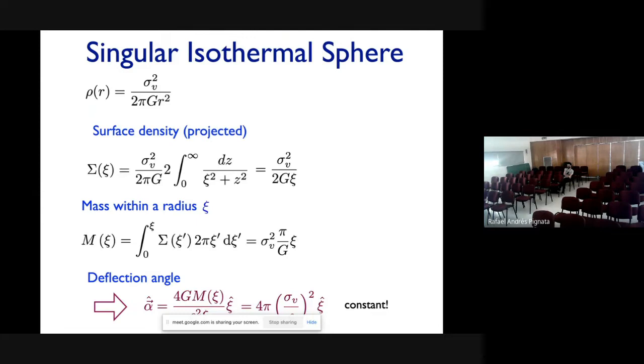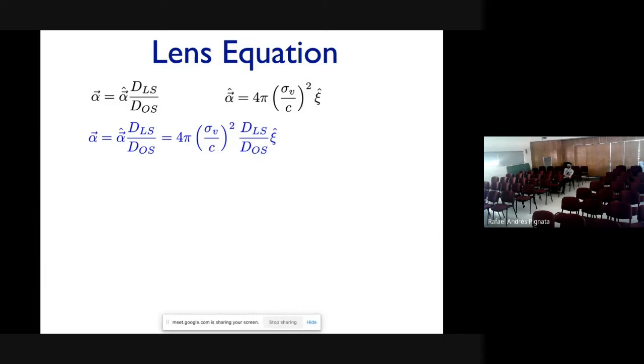Okay, so how does the lens equation read in this case? Again, we know that the deflection angle is constant. I just put psi hat to show the direction. We wait for the reduced deflection angle. This combination, 4 pi times sigma_v squared over c squared, D_ls over D_os, we'll call theta_E. It already tells you that it will be the Einstein radius in this case. So at the end, the lens equation just reads beta equals theta minus theta_E in the radially outwards direction. Very, very simple form.